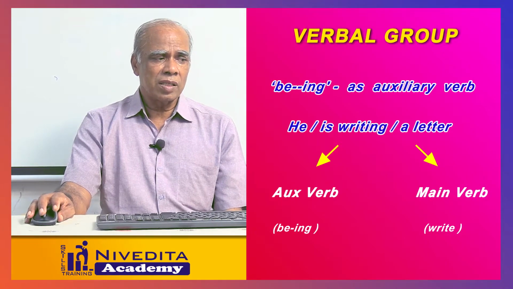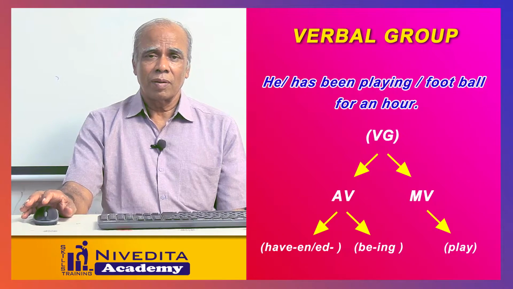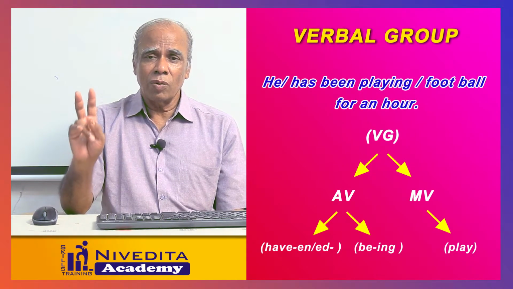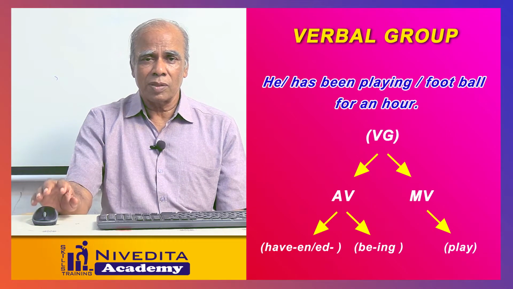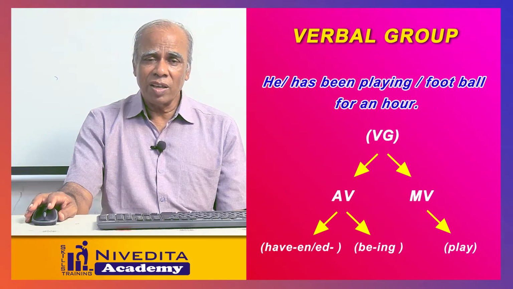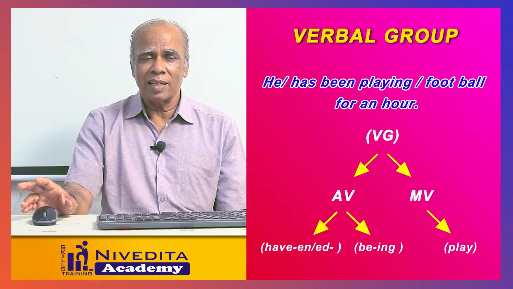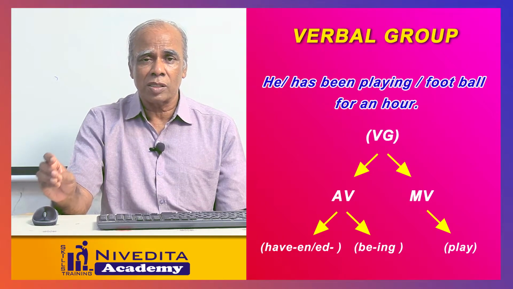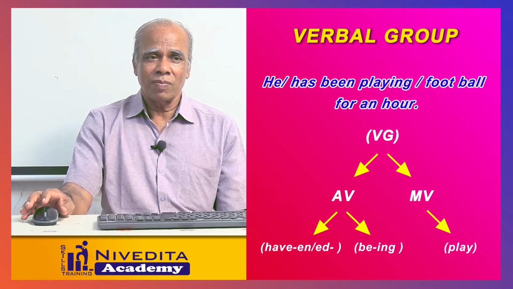And then the next one is, he has been playing football. Here the verbal group is has been playing. Here you have a main verb: play is the main verb. You have two auxiliary verbs. One is have plus en form, another one is be plus ing. Have, has, had are a kind of auxiliary verbs. Whenever have, has, had are used as auxiliary verbs, they are followed by the past participle. That's why I have used the en or ed form.